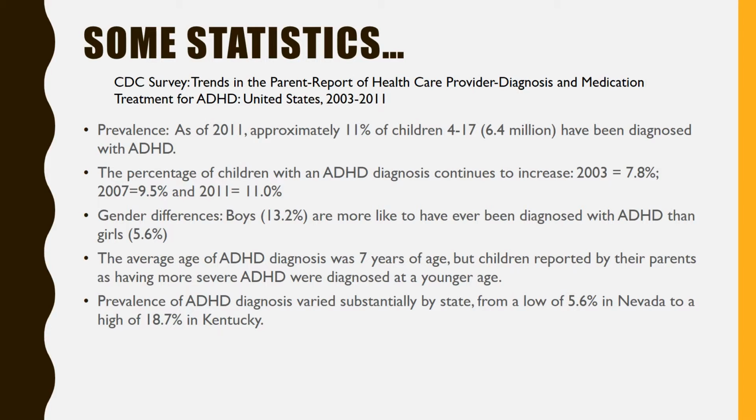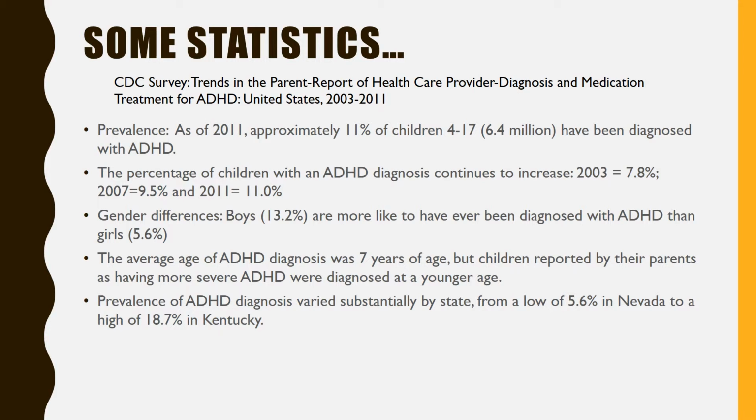So if you look at gender differences between boys and girls, boys are more likely to have ever been diagnosed with ADHD than girls, almost twice as likely. So that has a lot of implications as well. The average age of ADHD diagnosis was 7 years of age, but children reported by their parents as having more severe ADHD were diagnosed at a younger age.